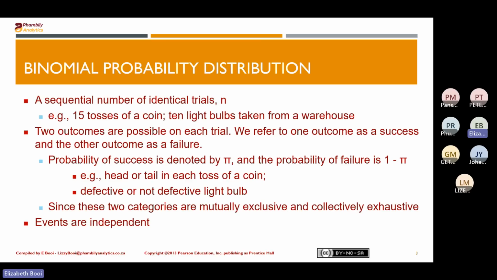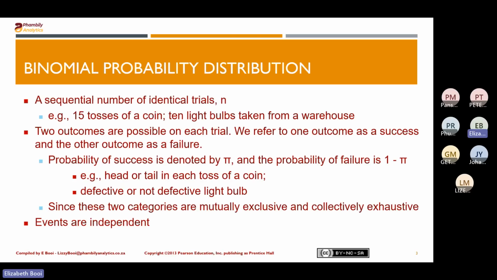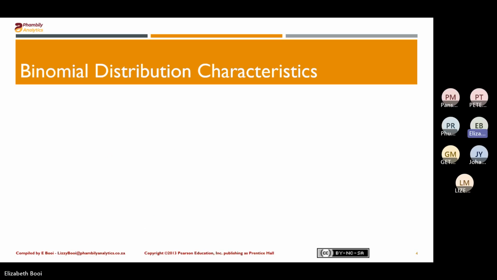And the events have to be independent from one another. And remember, what does independent mean? Independent means one event does not have any effect on the other event happening. Okay, so what are the characteristics that you need to know about the binomial distribution as well?